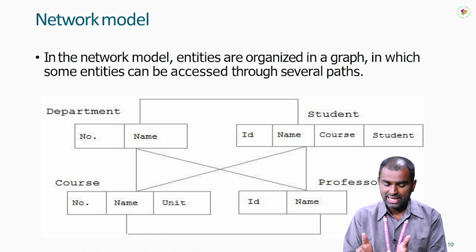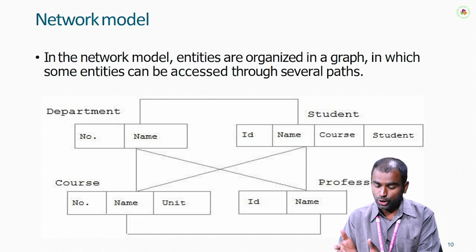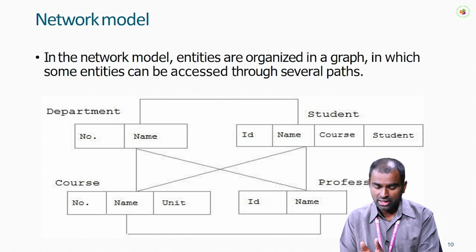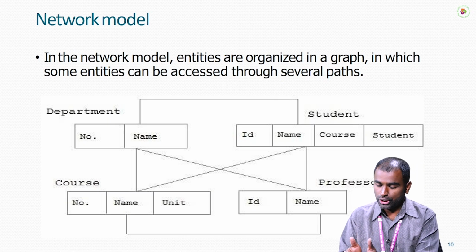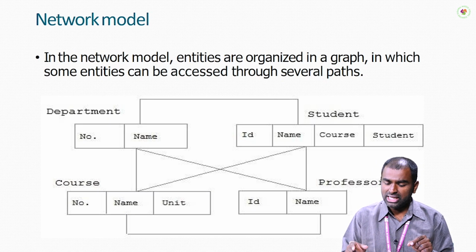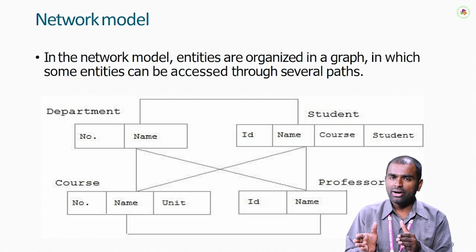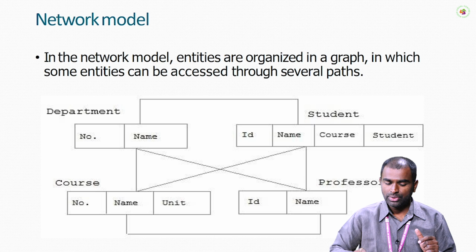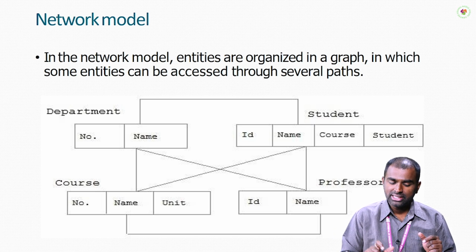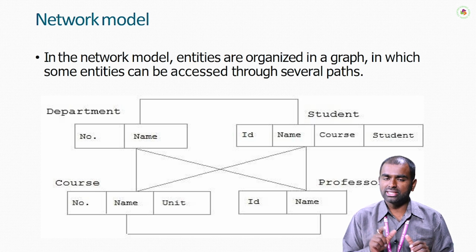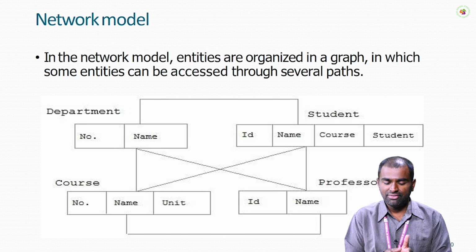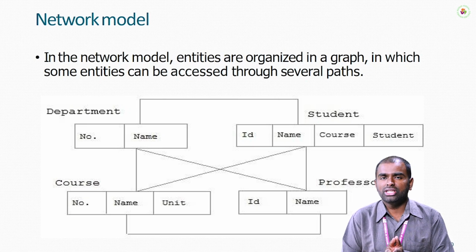See how they are accessed: department to students, student to professor, professor to course, course to student, department to professor, department to course. Like that, for each and every entity, the other entities are connected in all ways. Student is connected to the remaining 3 entities, department is connected to the remaining 3 entities, professor is connected to the remaining 3 entities, and course is connected to the remaining 3 entities. Each one is connected to all the others, so that's why it is a graph-like structure.